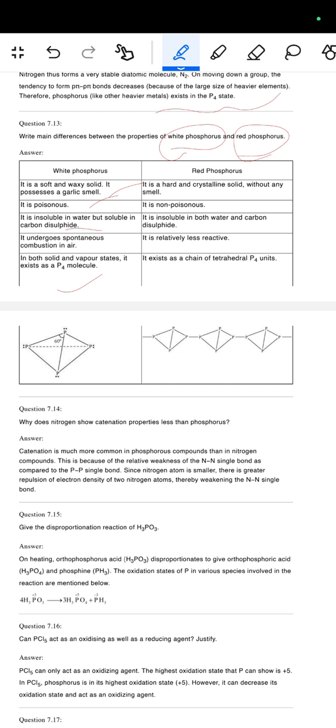It is insoluble in both water and carbon dioxide. It is relatively less reactive होता है. It is used as a chain of the tetrahedral P4 unit के रूप में आता है.